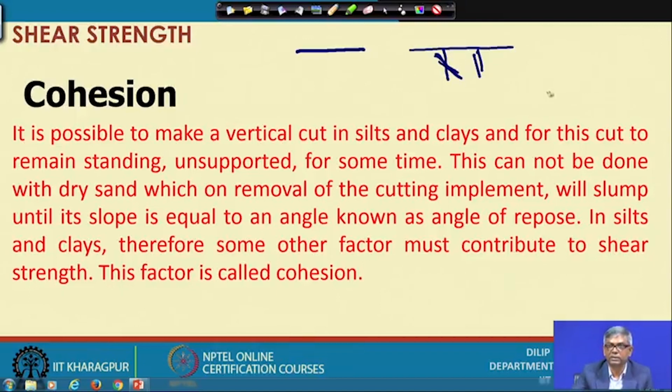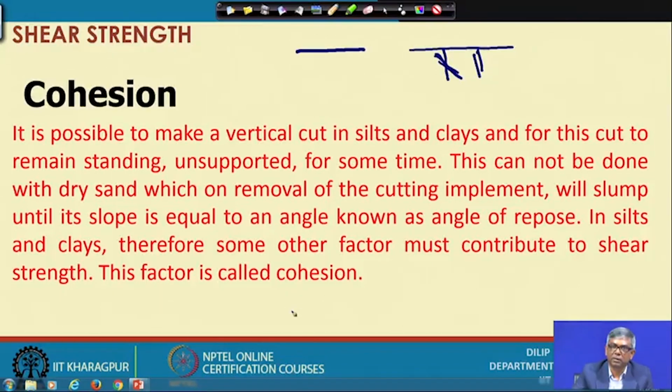That means sand is not able to stand, whereas silt and clay are able to stand. What is the reason? The reason is that silt and clay possess something else: some other factor must contribute to shear strength, and this factor is called cohesion.